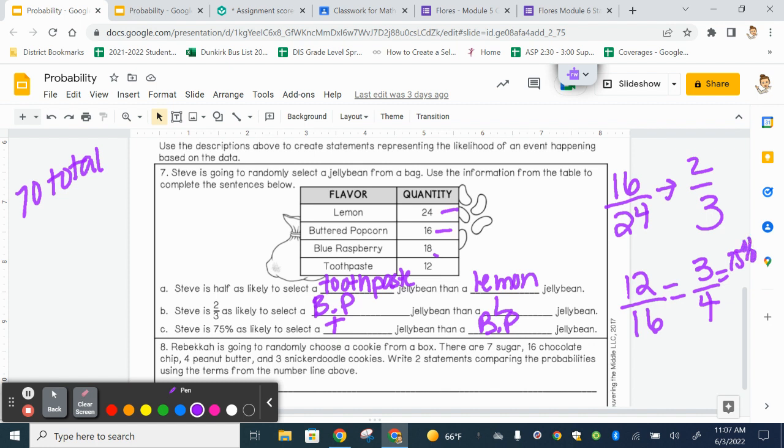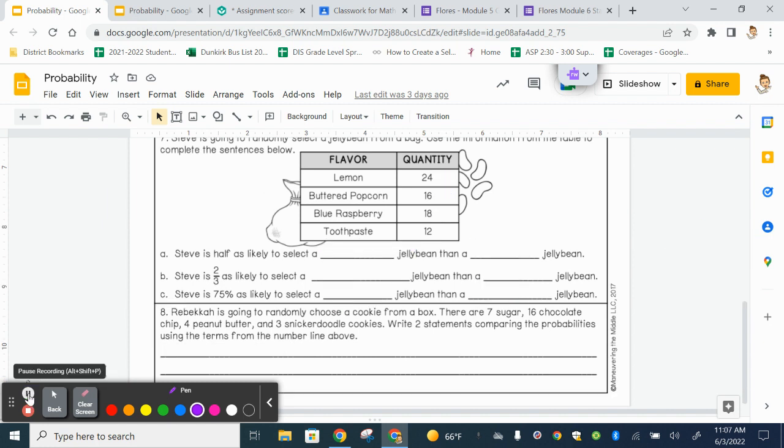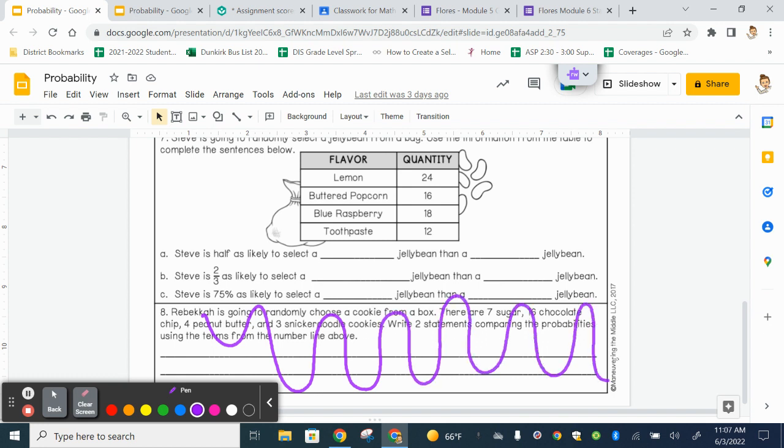Okay. Take a moment. Make sure you have all of this information in. Pause if you need to. You can cross off number 8. We're going to skip that, and you can go to your next page.